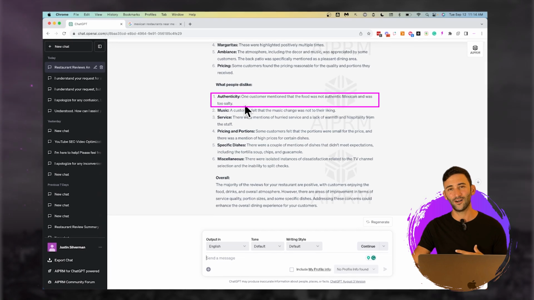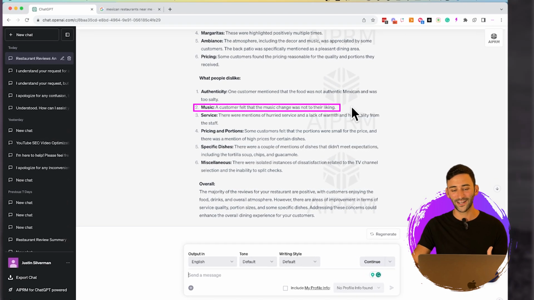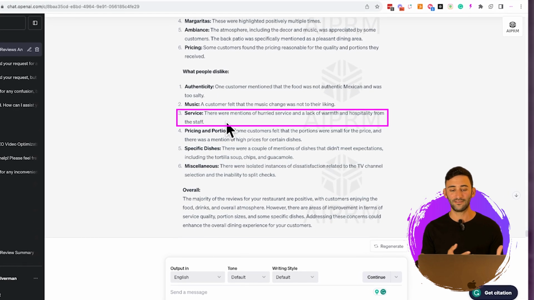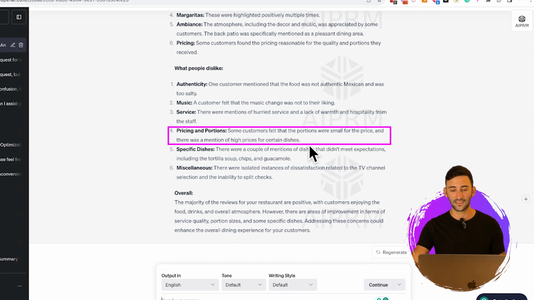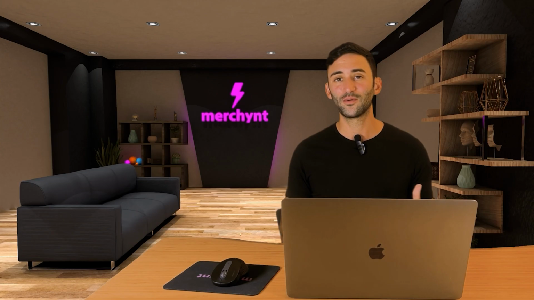Next, what people dislike is they think that it was not authentic Mexican food and was too salty. People said that the music they play was not great. Here we're hearing that the service wasn't so great, so maybe they have some good staff and some bad staff. People are saying that the pricing and portions were wrong. So now that we're getting some conflicting information, I want to go ahead and see what are the dishes that people thought the portions were good for and what do they think they were not.